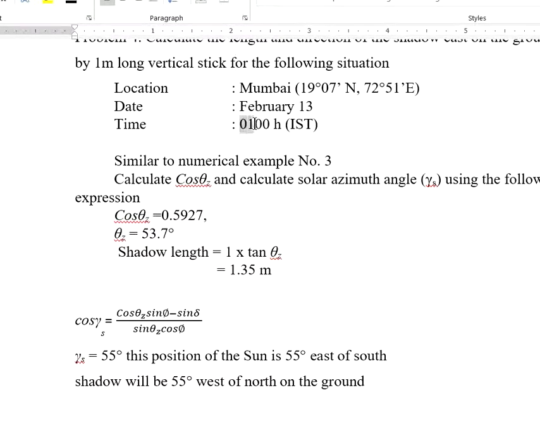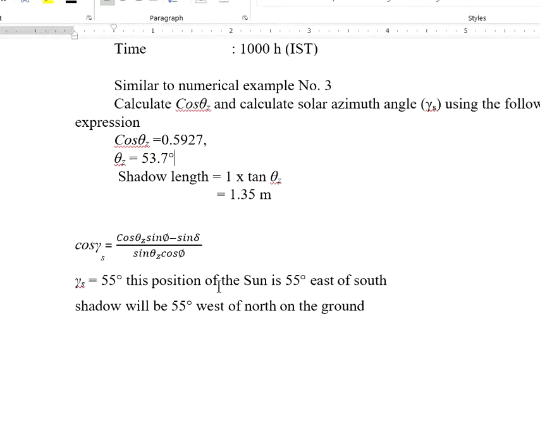Now this position of the sun is 55 degrees east because the time given is 10 hours IST. So at 10 hours the sun's position is east of south. It is 55 degrees east of south, so the shadow will be 55 degrees west of north. So this is how the solution is obtained.